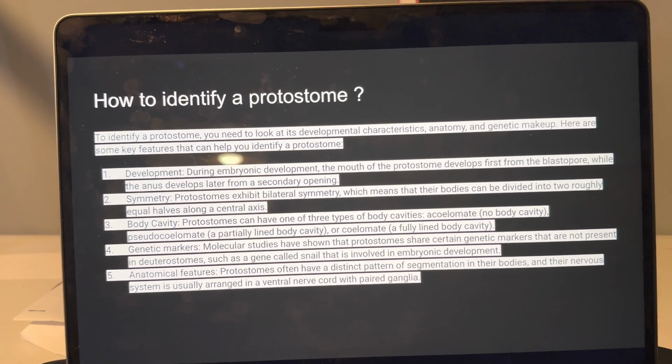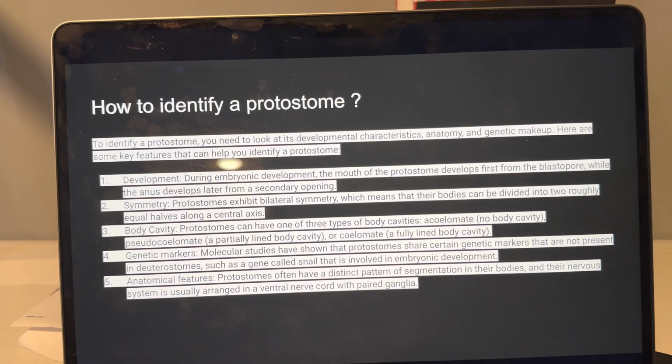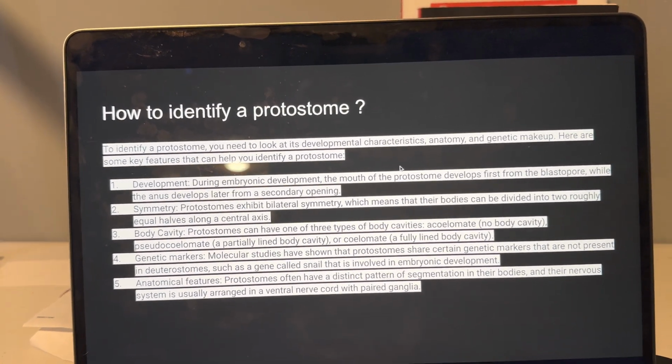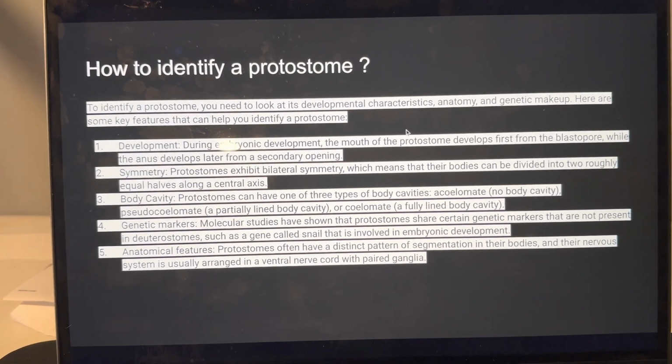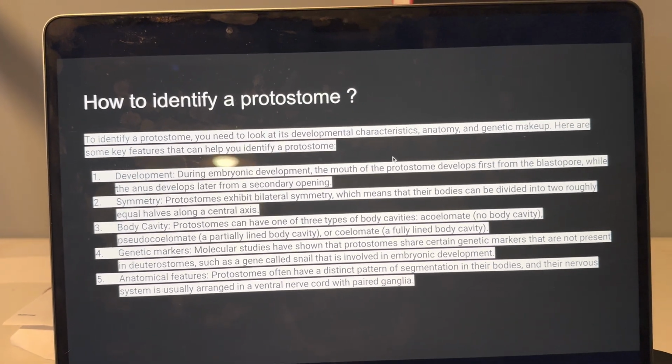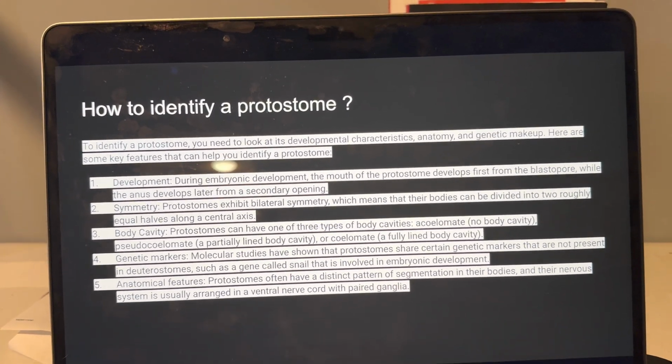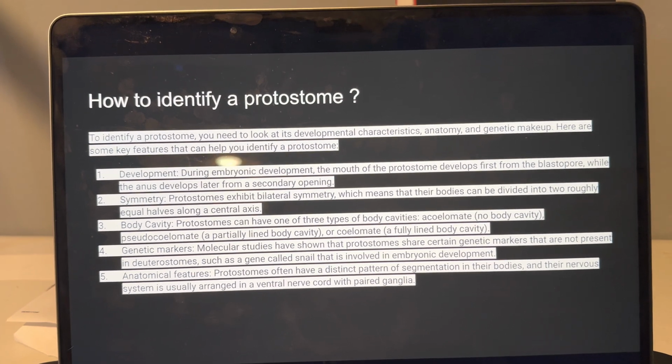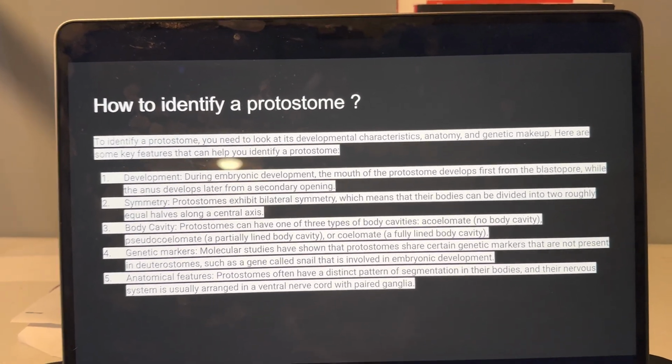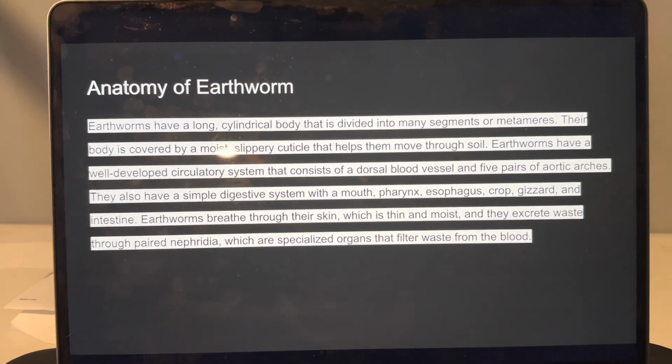Genetic markers: molecular studies have shown that protostomes share certain genetic markers that are not present in deuterostomes, such as a gene called snail that is involved in embryonic development. Anatomical features: protostomes often have a distinct pattern of segmentation in their bodies, and their nervous system is usually arranged in a ventral nerve cord with paired ganglia.